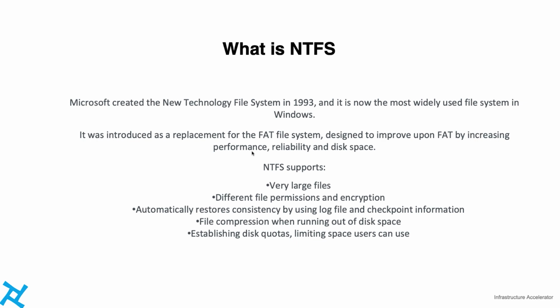So what's the alternative? The alternative is NTFS. Microsoft created the new technology file system back in 1993, and it is now the most widely used file system in Windows. It was introduced as a replacement for the FAT file system and designed to improve upon FAT by increasing performance, reliability, and disk space. NTFS supports very large files, whereas FAT only supports file sizes up to 4 GB. It supports file permissions and encryption, which is not supported by FAT. It automatically restores consistency by using log volume and checkpoint information. So the journaling, which wasn't available in FAT, is here. So it is more consistent and it has fewer chances of corruption.